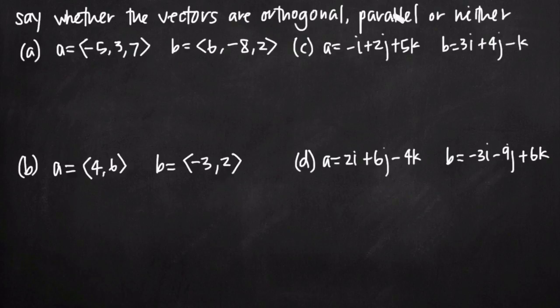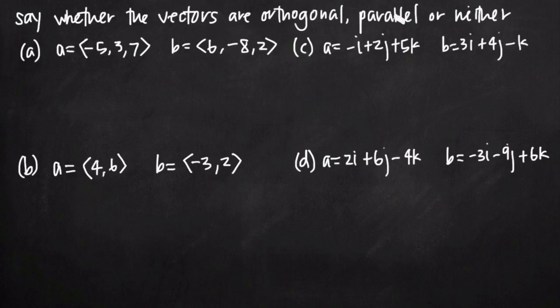Parallel vectors are going to be the same as two parallel lines, and it doesn't matter which direction the vectors are going in. If they're going in the same direction or the opposite direction, they're still parallel to one another in the same way that two lines are parallel to each other. And then obviously if the vectors are anything besides parallel or orthogonal, then we say that it's neither parallel nor orthogonal, and we'll give an answer of neither.